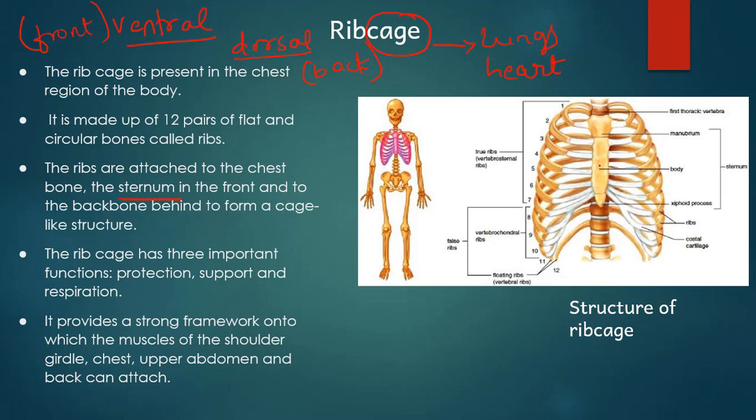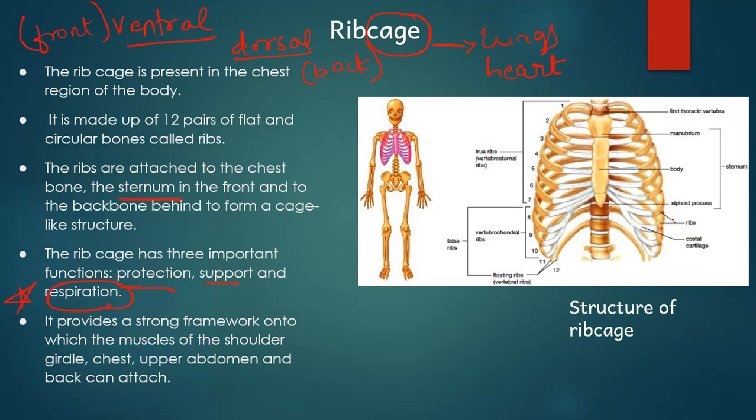There is a hard bone present right in the middle of your chest, and to this sternum all the ribs are attached. Towards the back, or the dorsal side of your body, they are attached to the vertebral column. To the front side it is attached to the sternum. On the back side you can see this is attached to your vertebral column. Again, the function is protection, support, and it also helps in respiration. This is very important. So the rib cage helps in respiration.